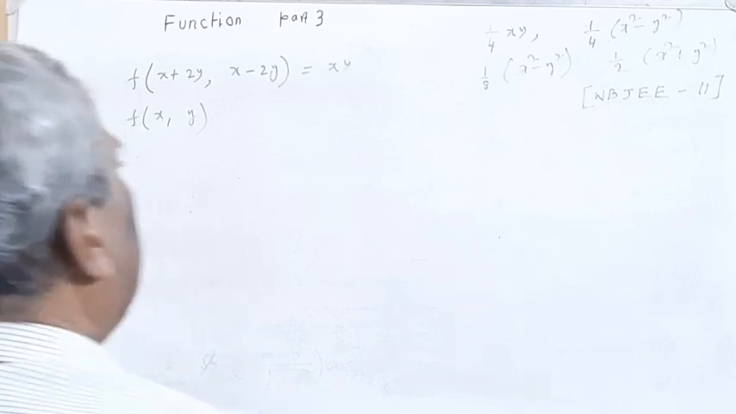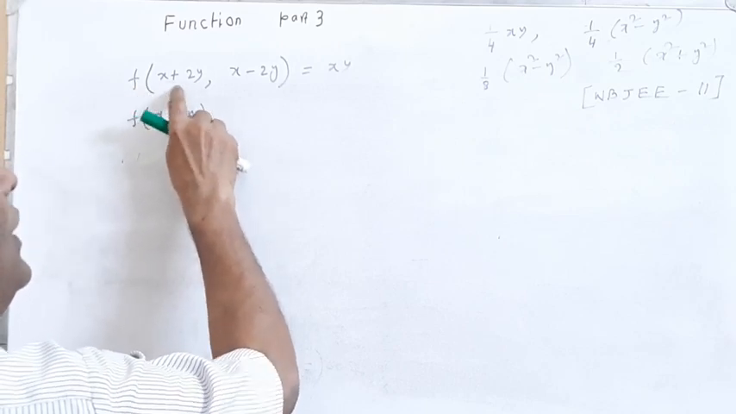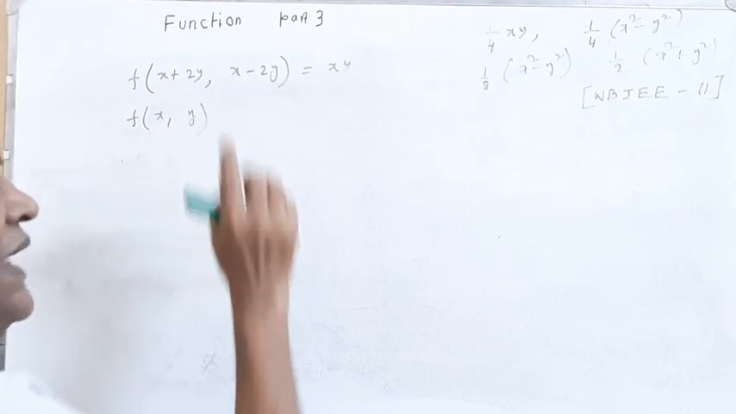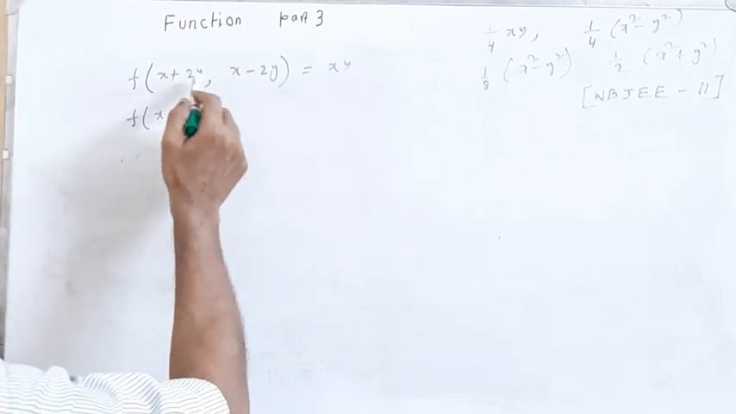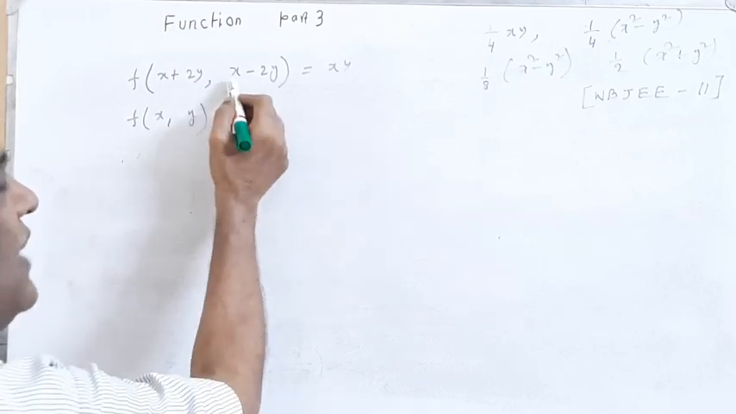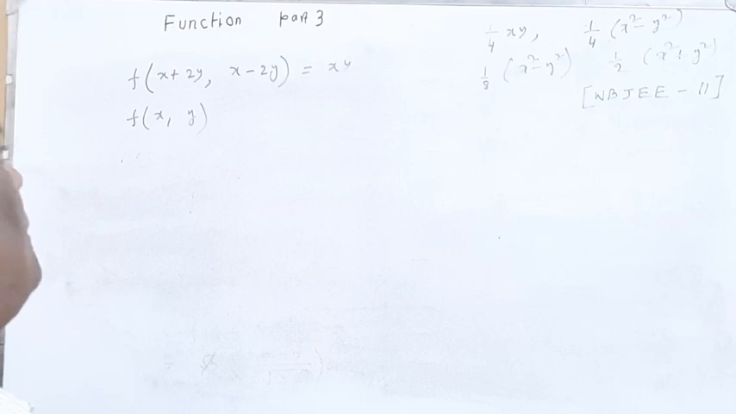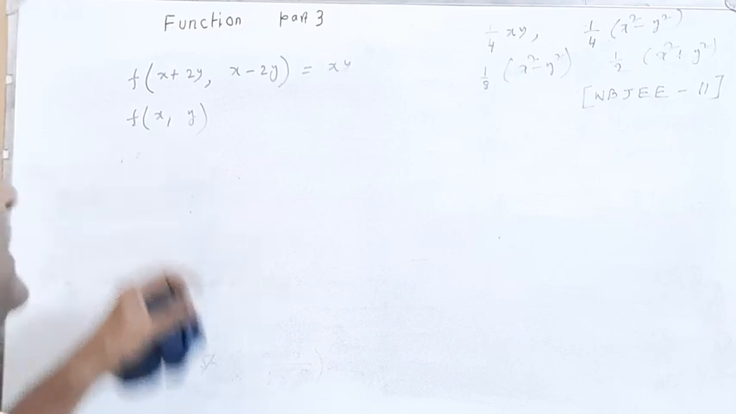It's a very simple problem. f is a function of two variables. One variable is this, the other variable is that. But each variable is again a function of x and y. From there, you have to find the function of x and y.